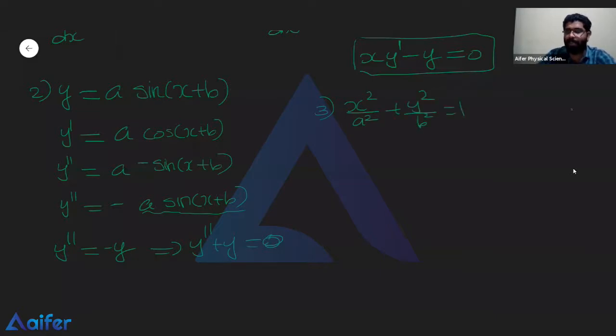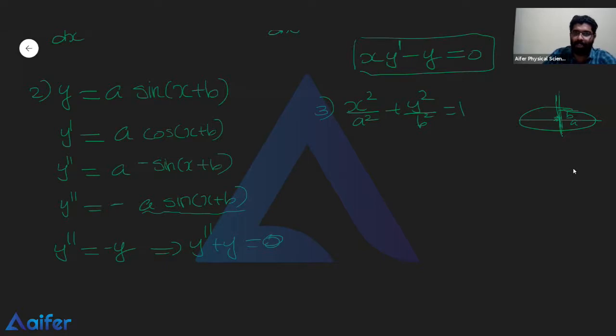You know this is representing an ellipse, right? The semi-major axis is a and the semi-minor axis is b. So this represents an ellipse which is centered at the origin. Okay, so we have two constants a and b here, therefore it will be a differential equation of order 2. So we just differentiate it.